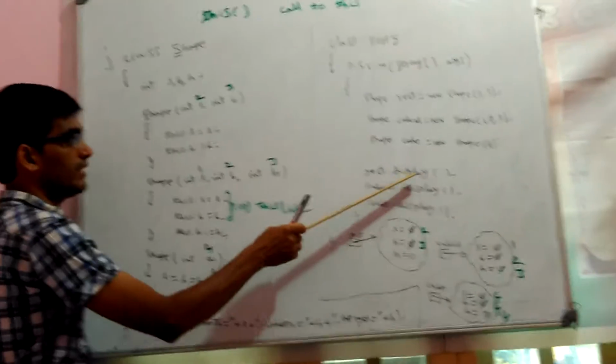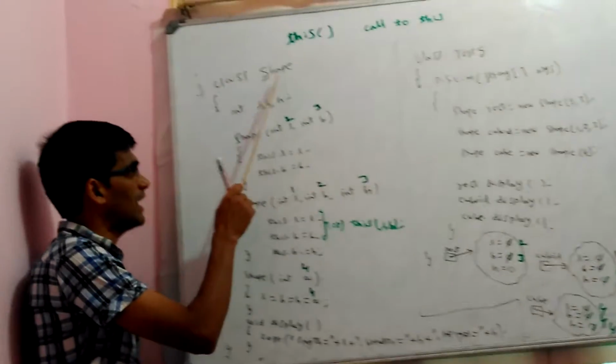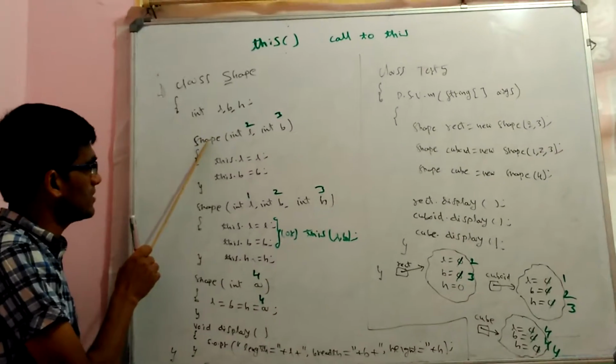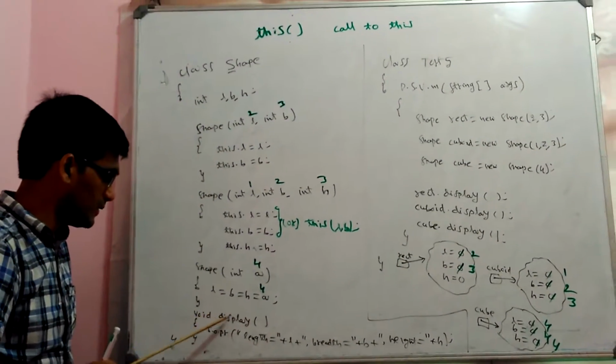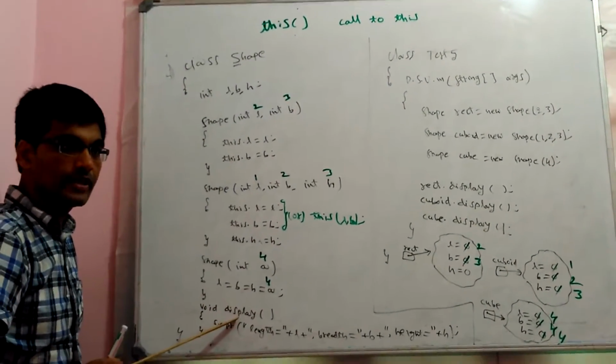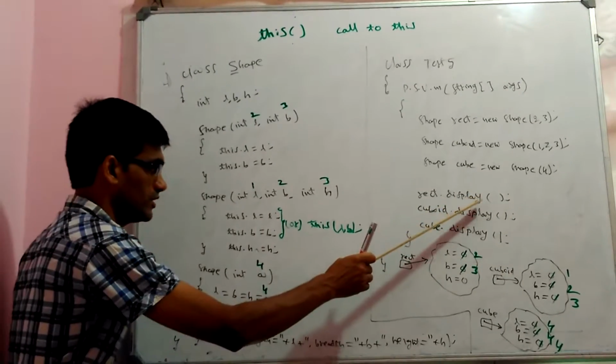Dot display means it checks whether display is there in that class. It will go to this class and search whether any display is there. Yes, here it will find the display method. So it will come here whenever this is executed.